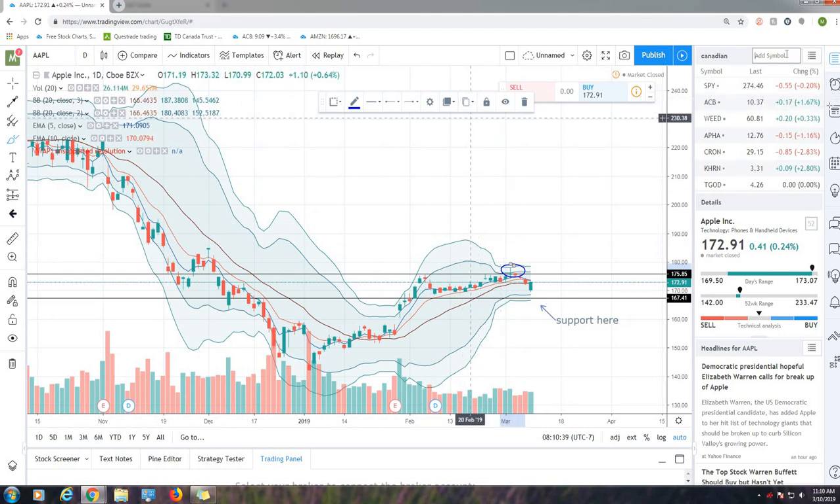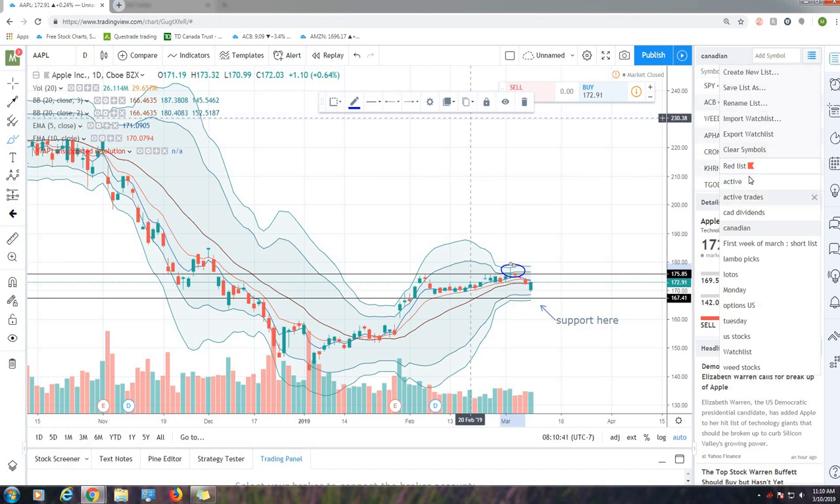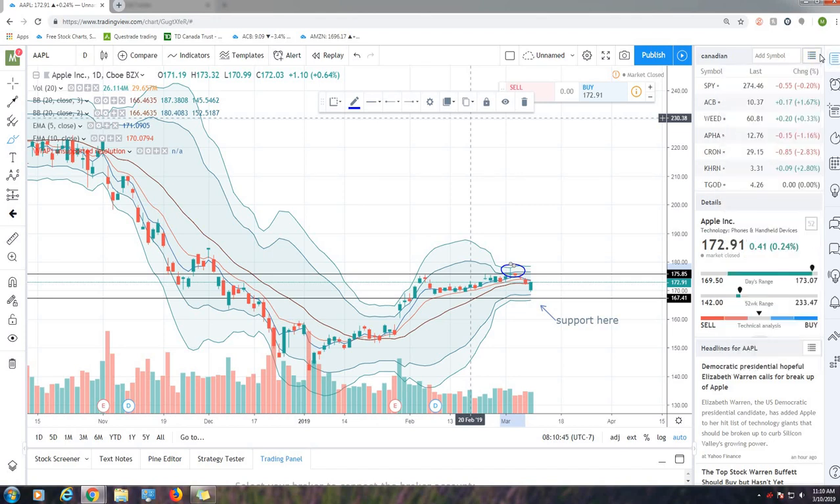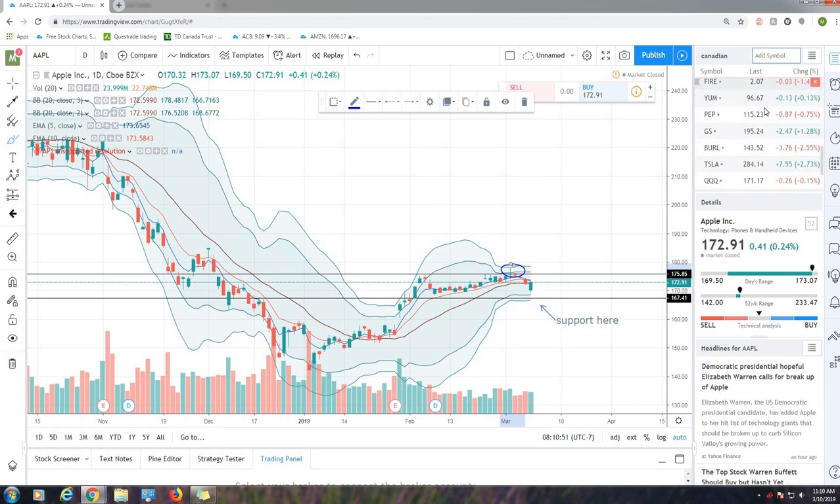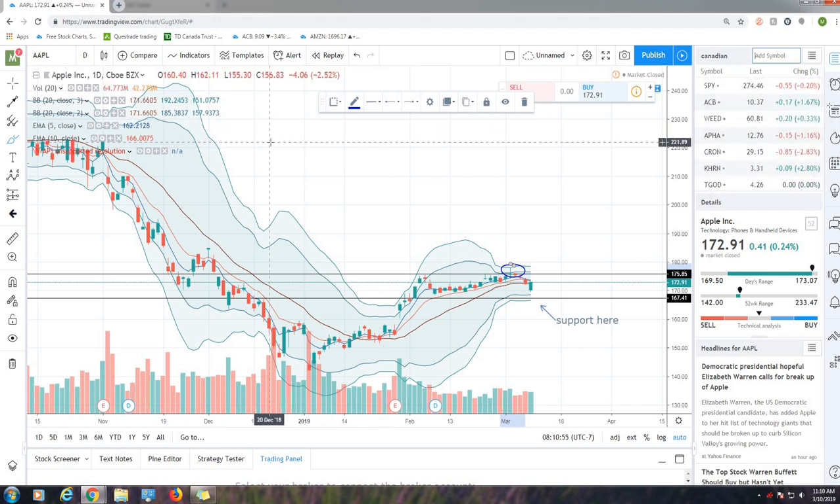The only other thing here is you can add watch lists up here, whatever you want up in the corner, and then you just go to the add symbol here, and that'll give you a watch list for whatever you're trying to track.